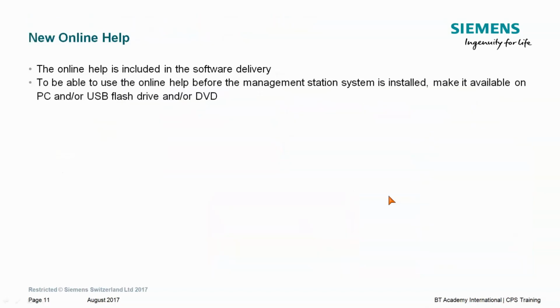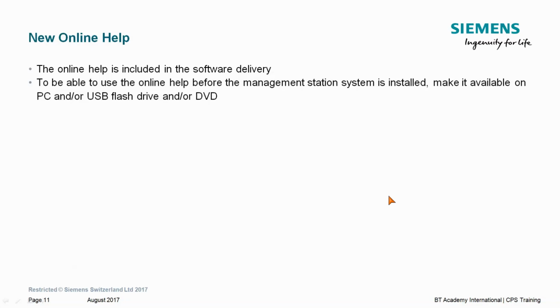Then let's talk about the new online help. You know by now the new online help is part of the software delivery, and as the online help usually is, it is available normally after you install the software. So to make it available for installation and planning purposes, it is important that you extract the online help from the software delivery and make it available on a PC or on a USB flash drive or on a DVD.